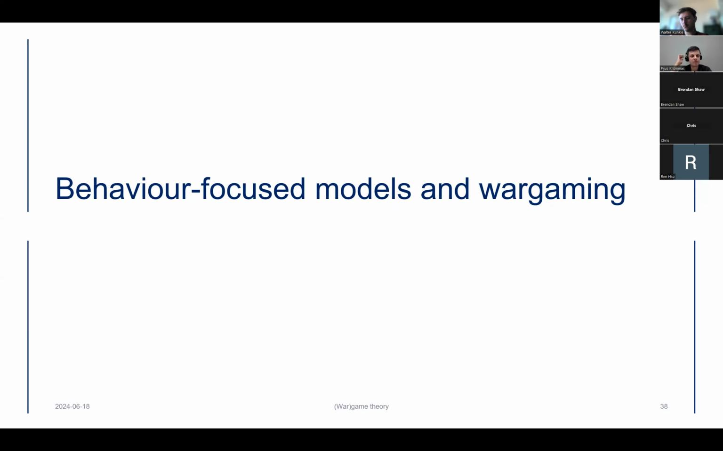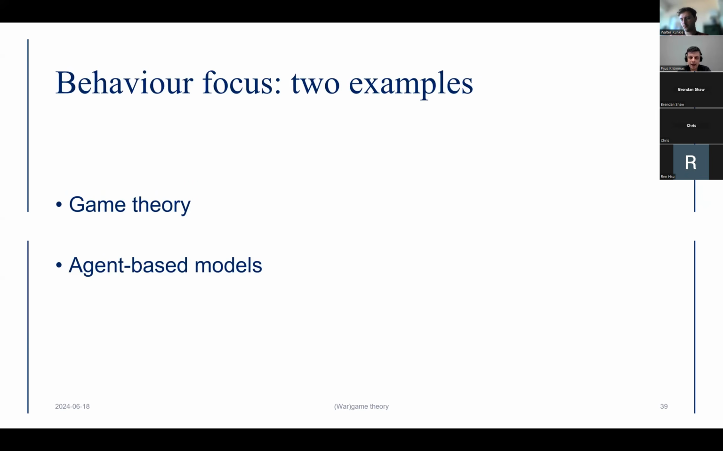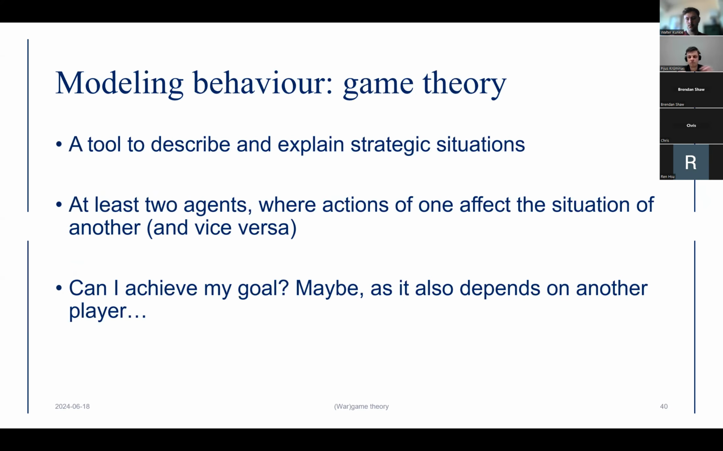So the other type of models that I propose is behavior-focused models. And here I would like to talk about two of them. One likely quite familiar to many of you, one maybe a bit less familiar. That is game theory and agent-based modeling. So just a brief recap, just in case.